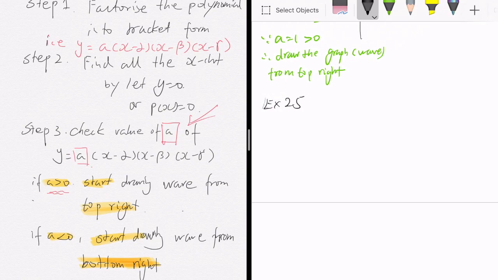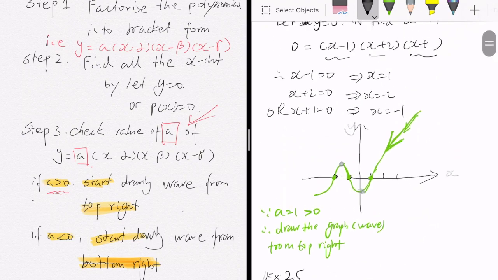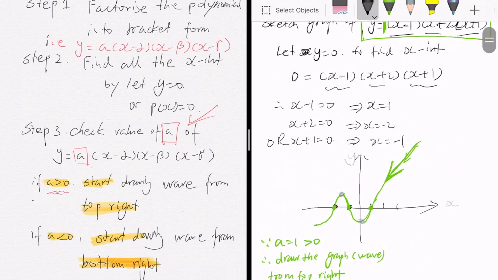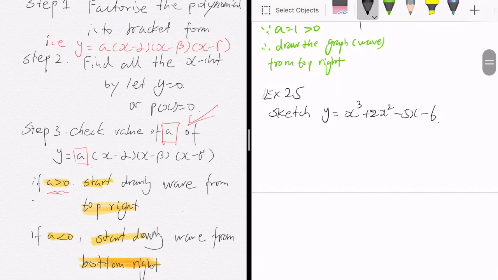So we ask you to sketch y equals x to the power of 3 plus 2x to the power of 2 minus 5x minus 6. Okay, so you see here you have this cubic function, the polynomial. However, it is not in factorized bracket form like your example 24. You all have the factorized bracket form. This one you don't have it. So then you have to use what you have learned before to factorize your polynomials.